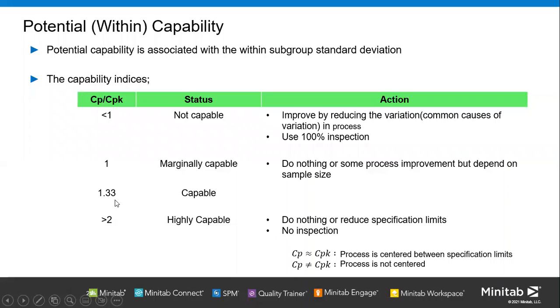Almost all practitioners say that 1.33 is capable. If you have 1, we consider that marginally capable. If it is below 1, we consider that the process is not capable. And if you have higher than 2, maybe it is highly capable. But I think most of us look at the CP or CPK, which must be 1.33.